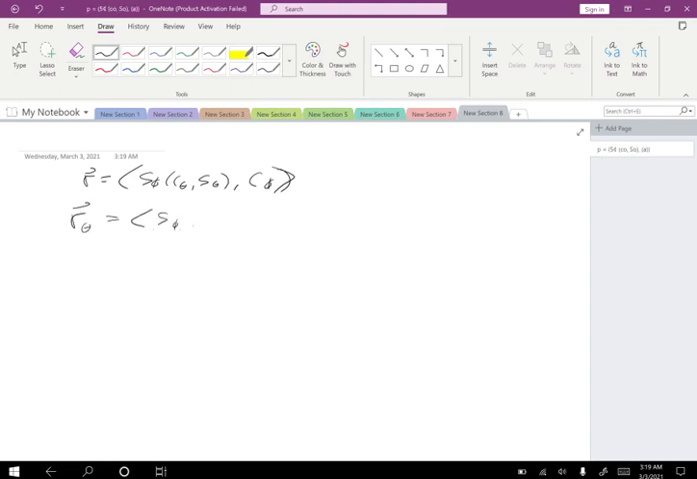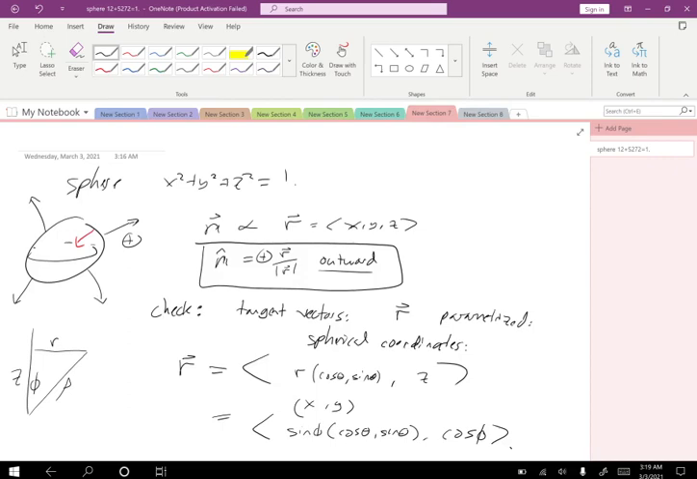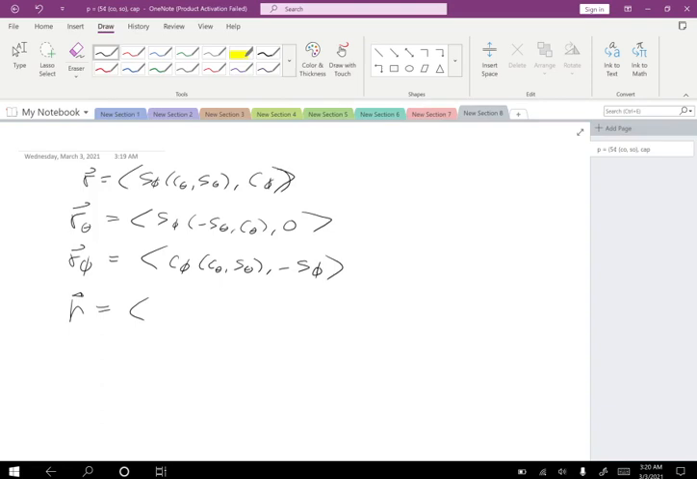So now let's take the theta derivative. The sine phi will do nothing. This will become a minus sine. This will become a plus cosine. That'll be a 0 because we're differentiating with respect to theta. And we can do the phi derivative in a similar way. Okay, and then finally our normal vector, in spherical coordinates, is actually just r divided by its length. So it'll actually just be this thing that we have right here. So it'll actually just be r.